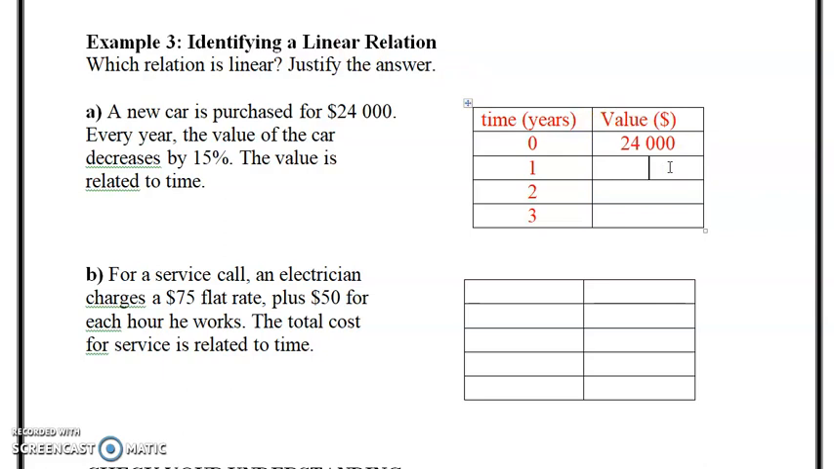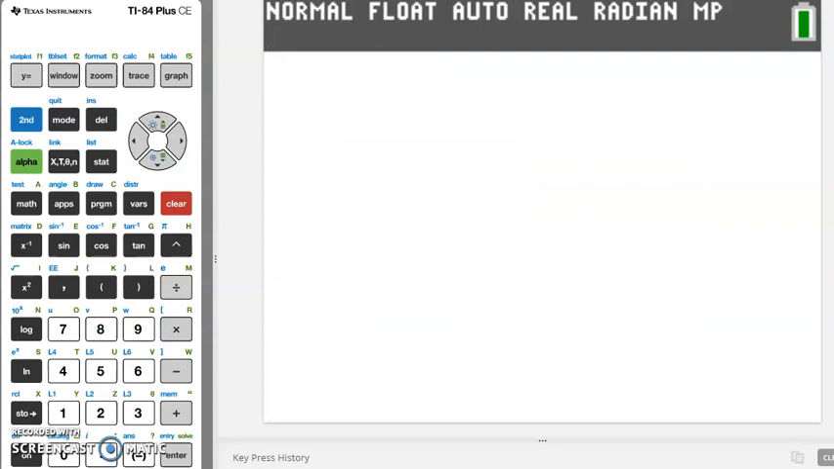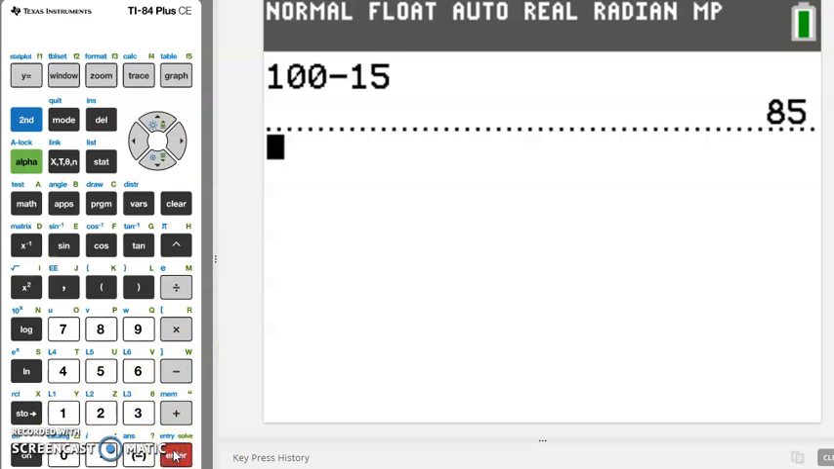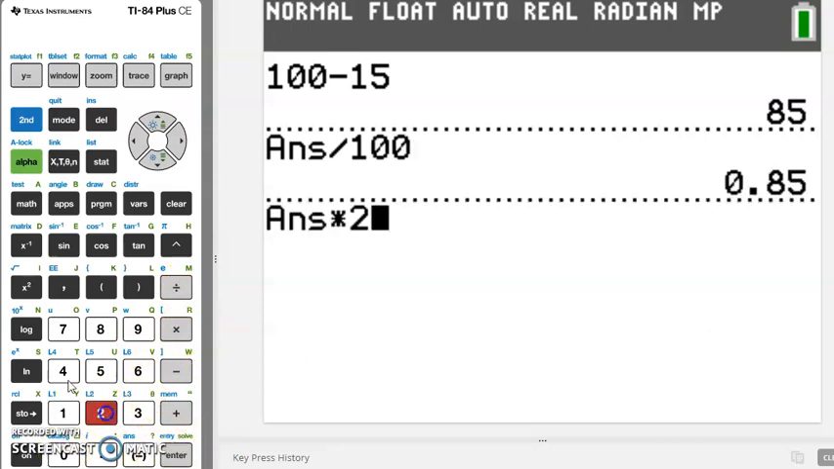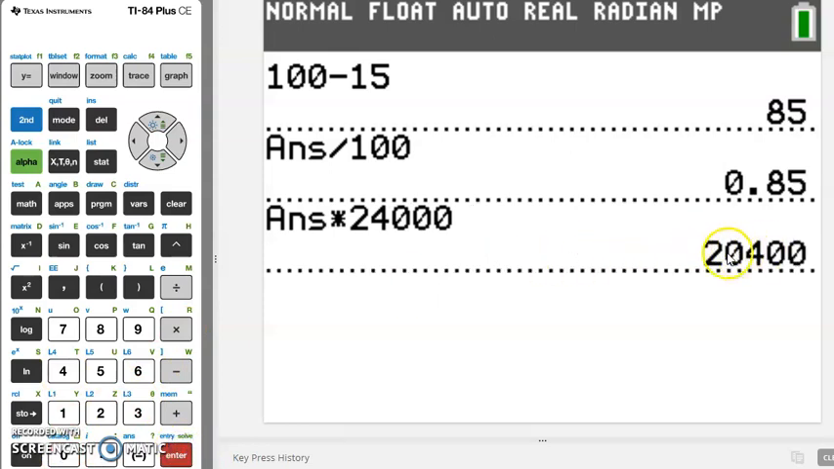Okay, so after 1 year, it says it loses 15%. So I'm going to grab the calculator for this. If we have something at 15%, where the original value is 100%, we take 15 away, it's 85%. So change 85% to a decimal, we divide by 100. So it's 0.85, and then we multiply that by 24,000, and 20,400 is the value of our car after 1 year. Yes, your car has gone down $3,600.